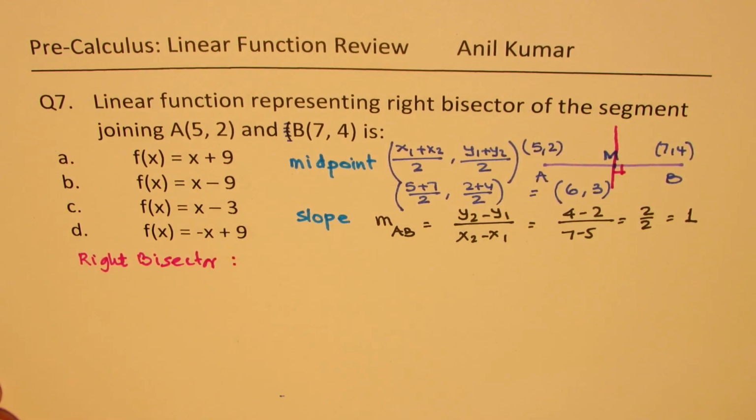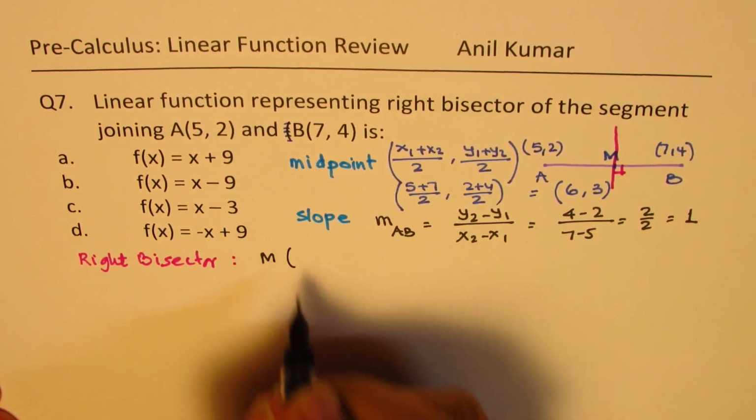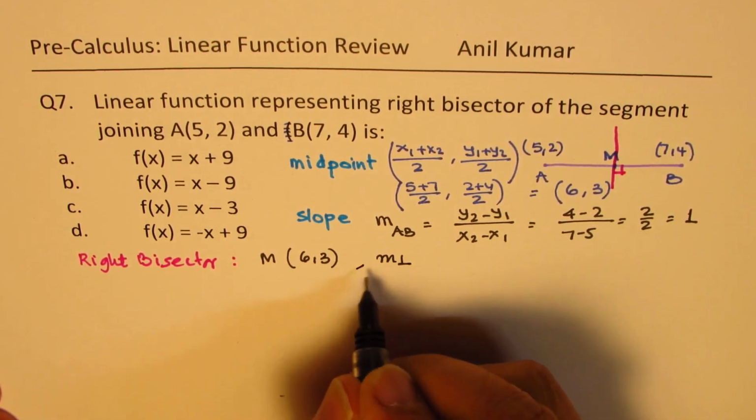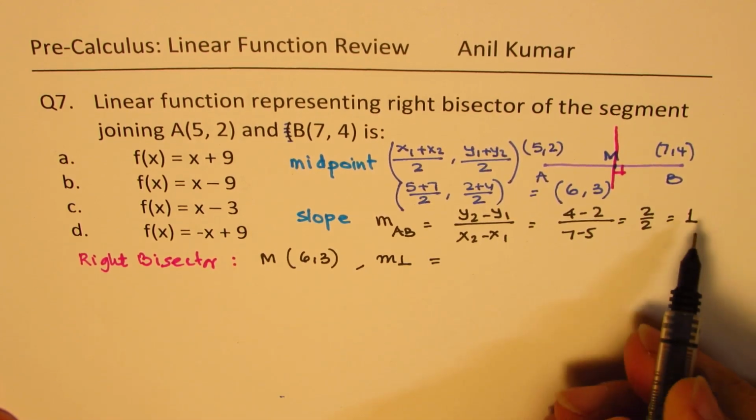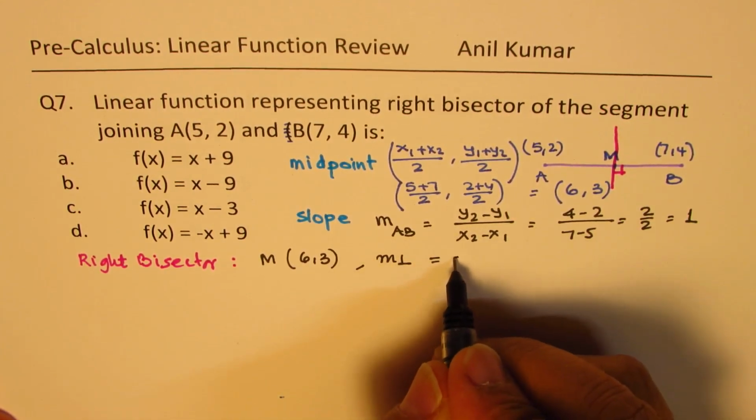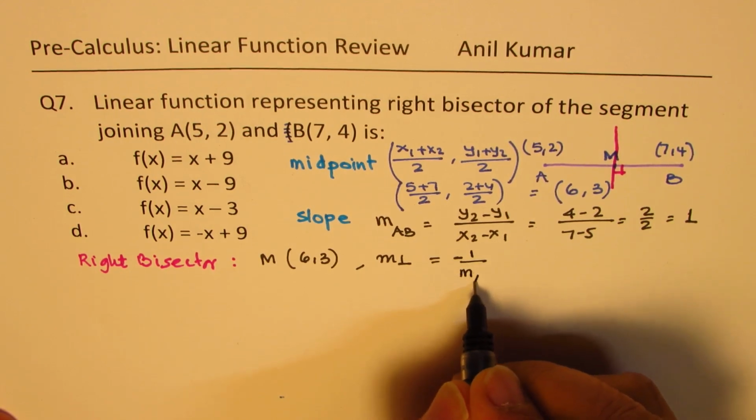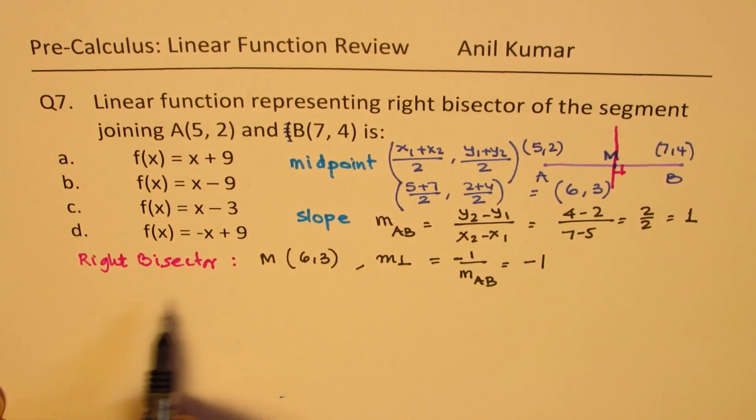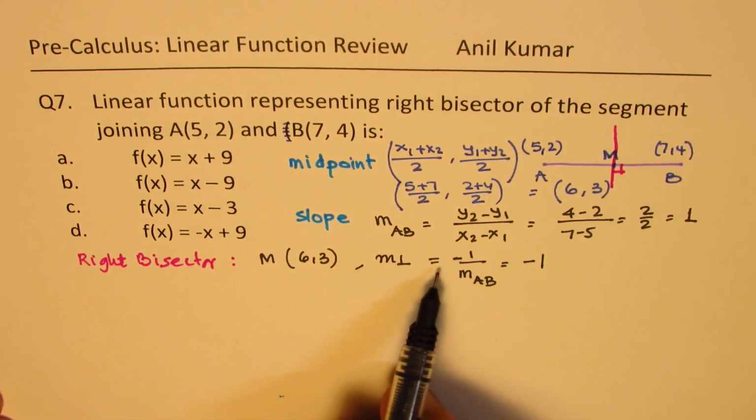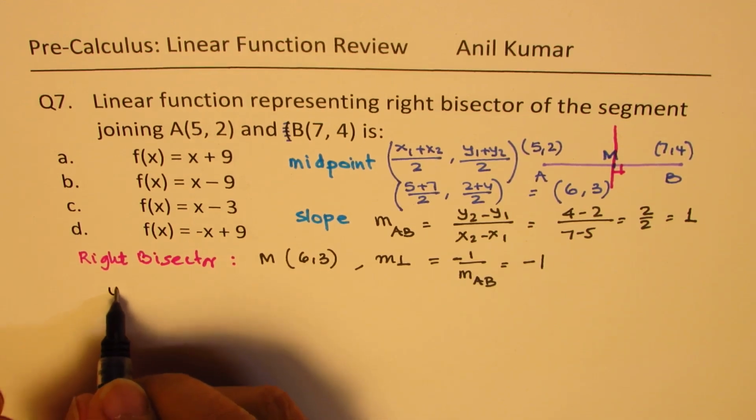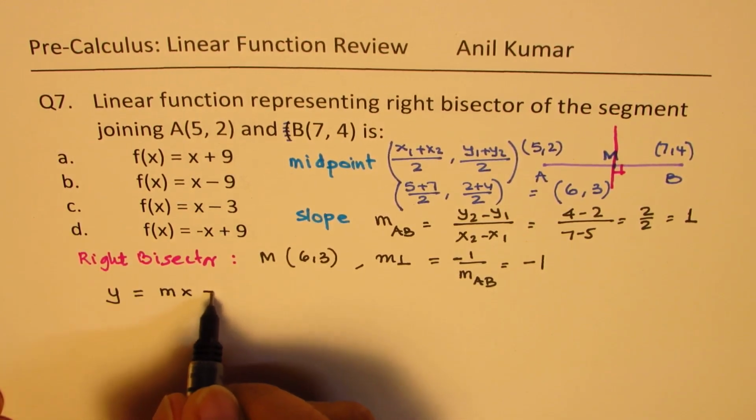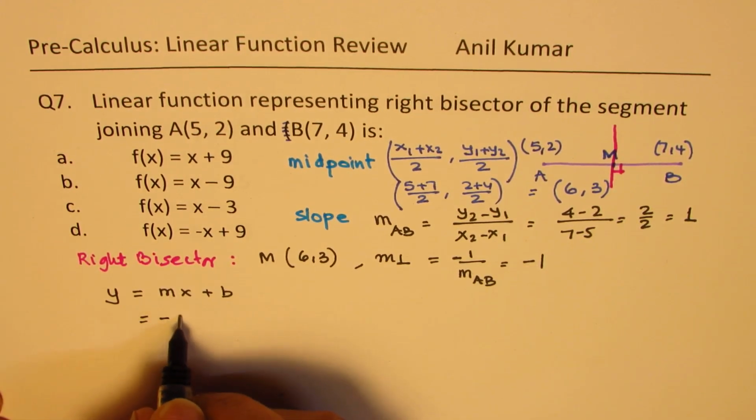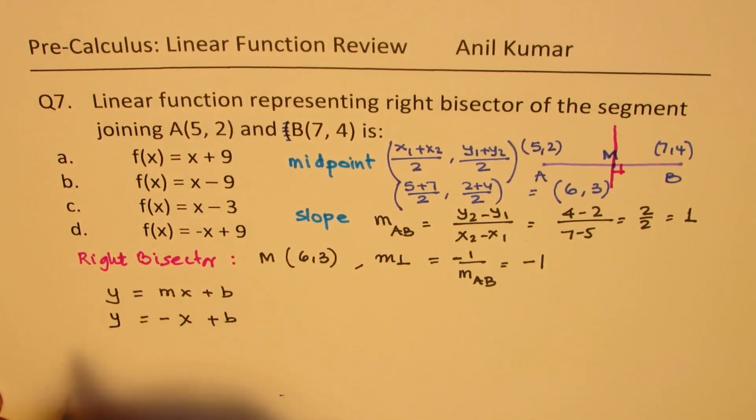So that is going to go through the midpoint M, whose coordinates are 6 and 3. And the slope for the right bisector will be what? Negative reciprocal, right? So it is minus 1 over the slope of AB. In this case, minus 1. Now we can find the equation. Since we know the slope and the point, the equation in the form y equals mx plus b. m for us is minus 1, so y equals minus x plus b, that is the equation.